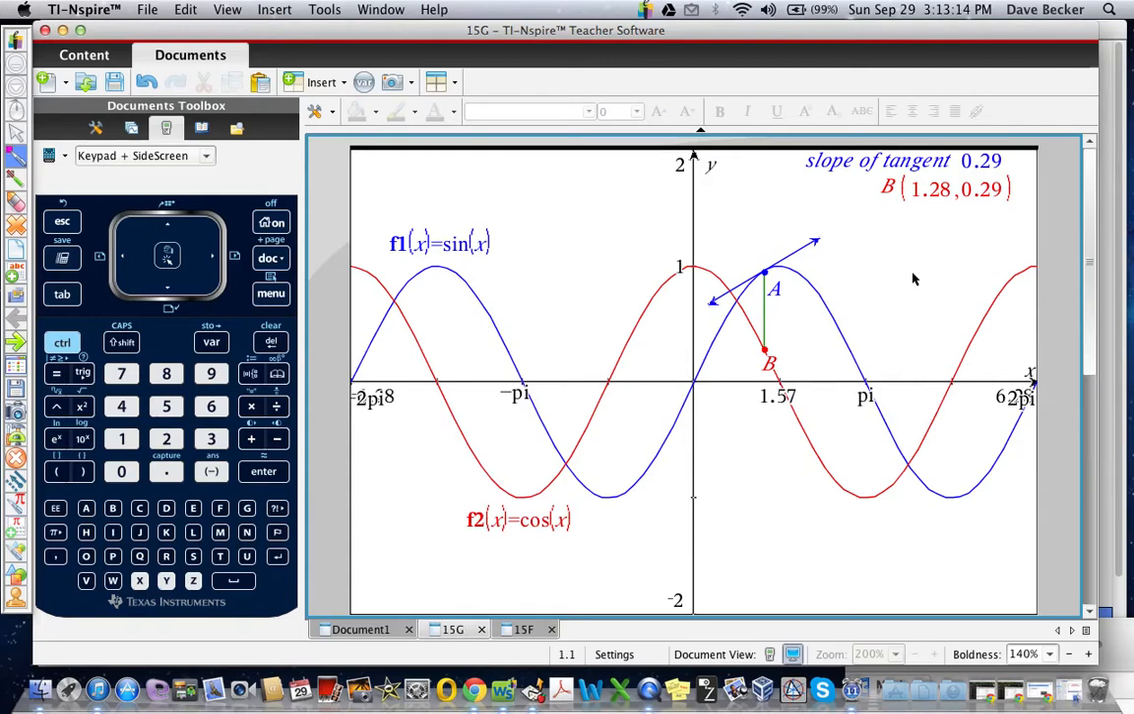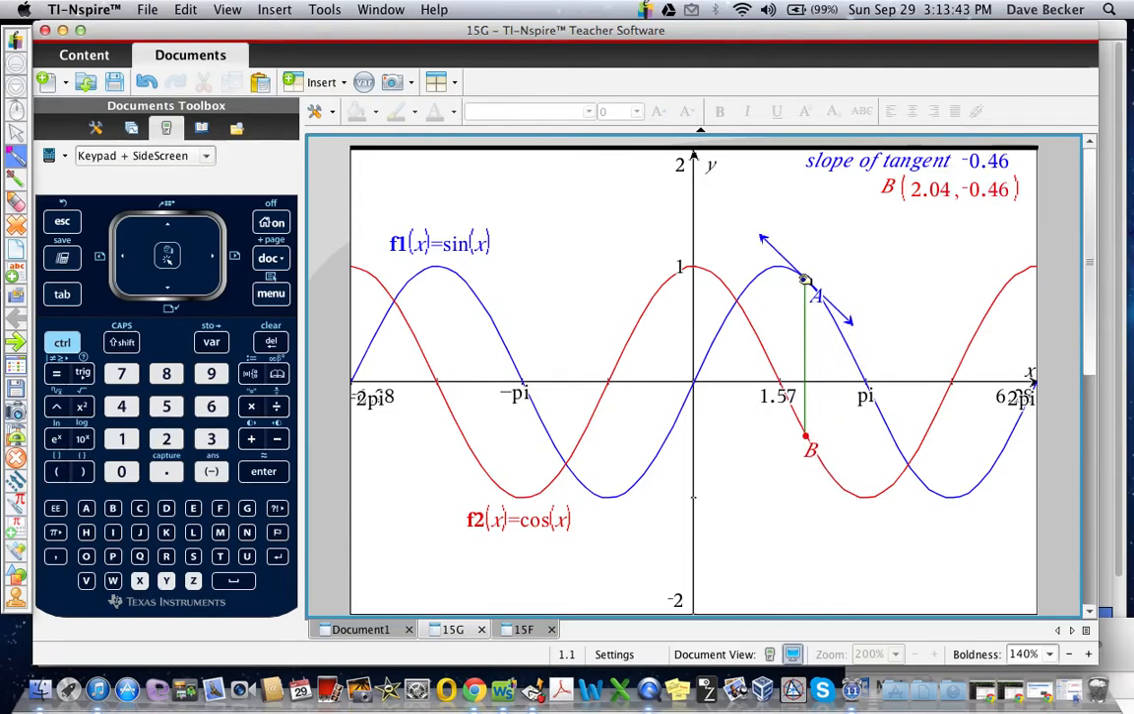Okay, and now just a bit of a recollection. This B coordinate, this is the X coordinate, this is the Y coordinate. And remember, the Y coordinate is always the value of the function. So right now, for X equal to 1.28, the value of cosine is 0.29. If I move it a little bit, for X equal to 2.46, the value of cosine is negative 0.78.